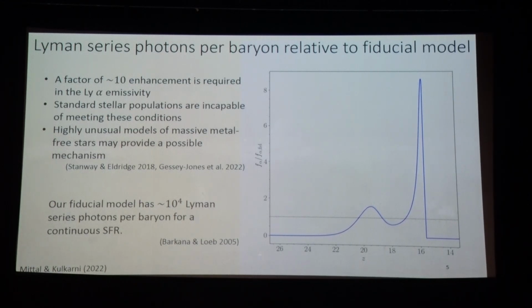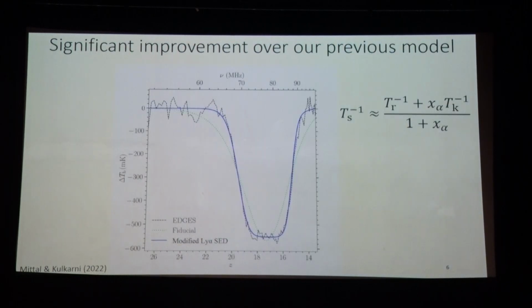Nevertheless, let us see what this model predicts for the new 21 centimeter signal. The new signal is shown by the blue solid curve, and you can clearly see that this is a significant improvement as compared to our fiducial model, and almost a perfect fit with the observation, which is again shown by the black dashed curve, and the new model shown by the blue solid curve.